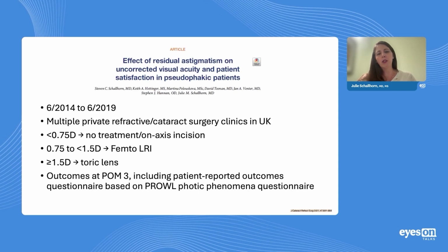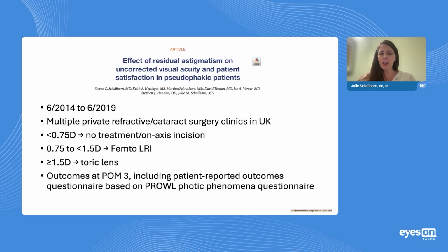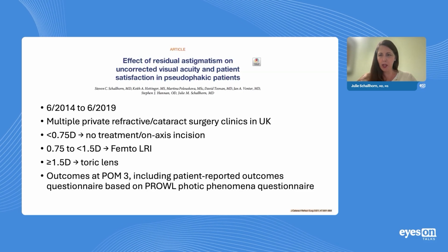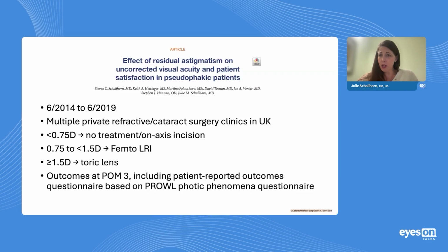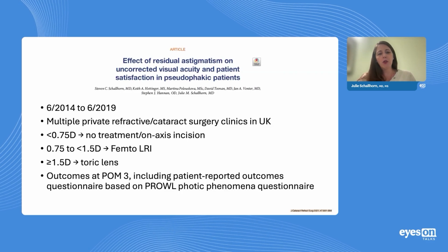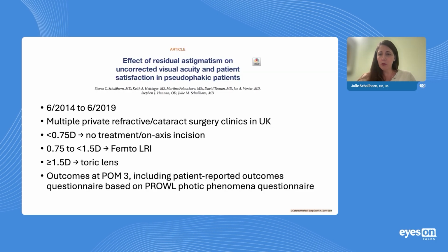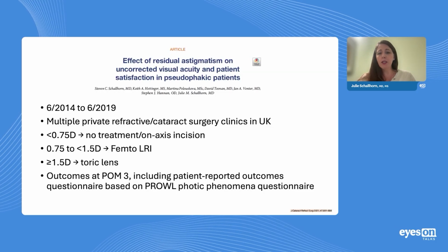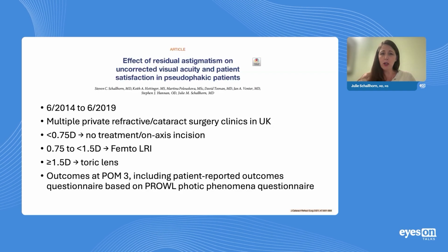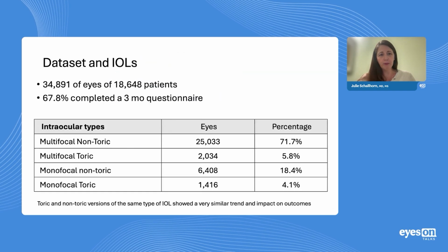Those between 3/4 of a diopter and less than 1.5 diopters all got limbal relaxing incisions. In this study, there were femto limbal relaxing incisions. I don't have a femto laser, so I usually do them manually. Those with 1.5 diopters or greater of astigmatism had a toric lens placed. We looked at outcomes 3 months after surgery, including outcomes from a patient-reported outcomes questionnaire based on the PROWL questionnaire.